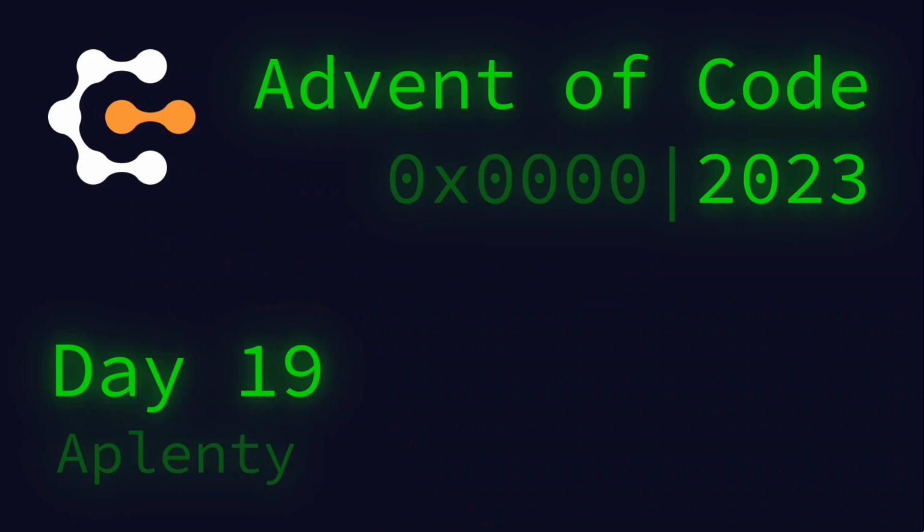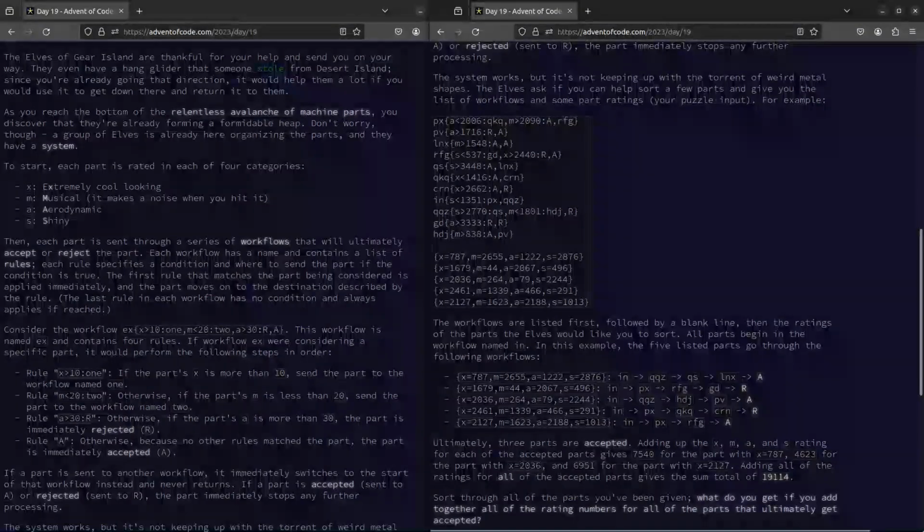I'm going to show you 100 lines of Python code which solve it in 50 milliseconds. Let's dive in. We are given a list of parts. Each part is rated in each of four categories. X, extremely cool looking. M, musical. It makes a noise when you hit it.